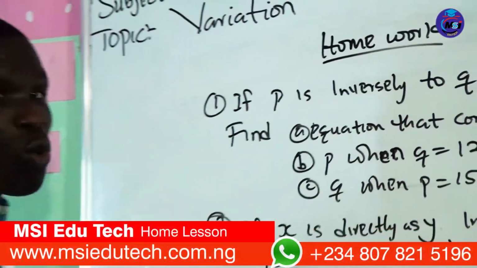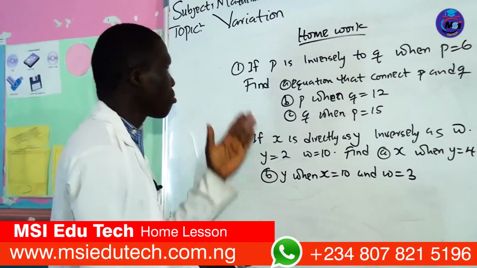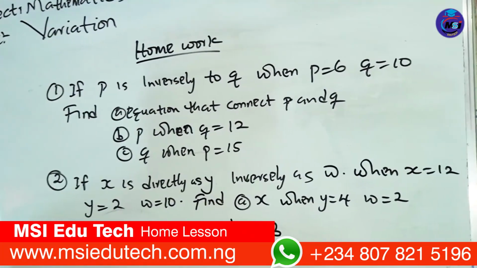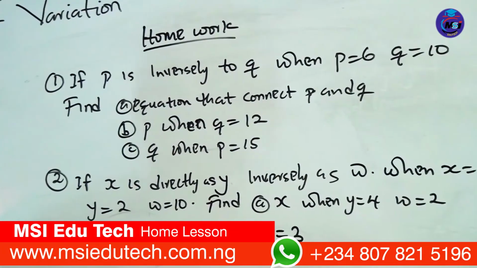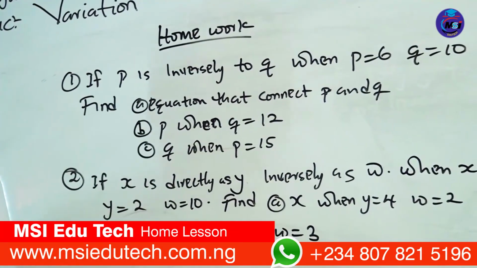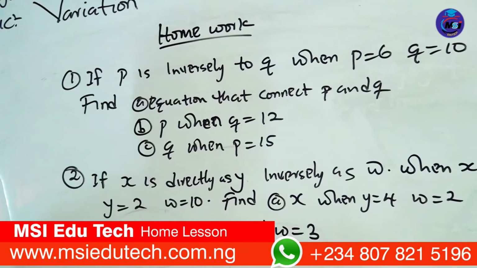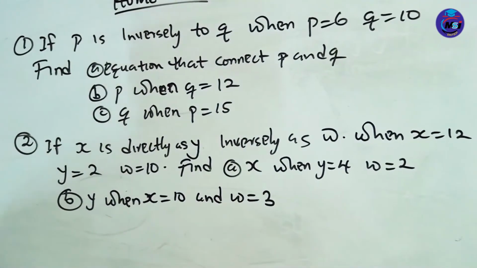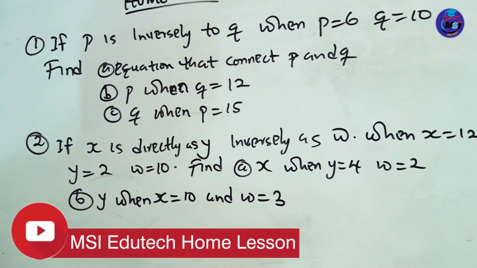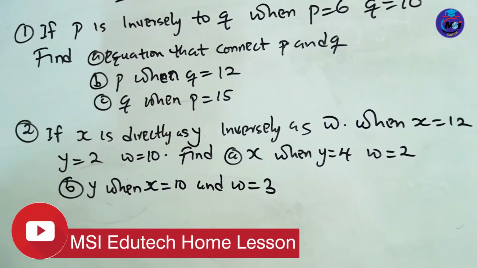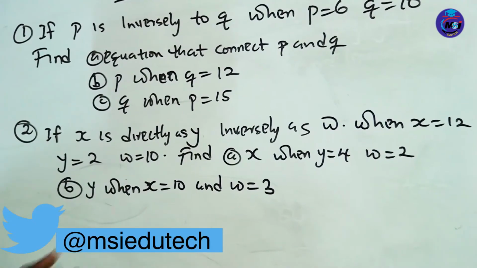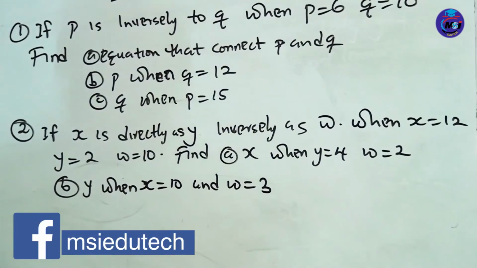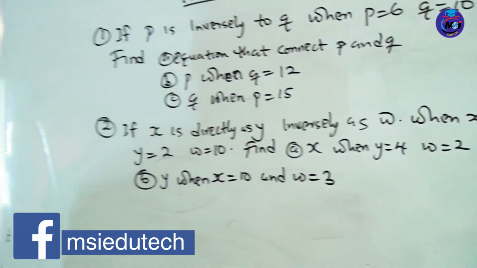Okay class, this is work to do for me at home. Number 1: If P varies inversely as Q, when P is 6, Q is 10. Find the equation that connects P and Q. Then find P when Q is 12 and Q when P is 15. Number 2: If X is directly proportional to Y and inversely proportional to W, when X is 12, Y is 2 and W is 10. Find X when Y is 4 and W is 2. Find Y when X is 10 and W is 3.